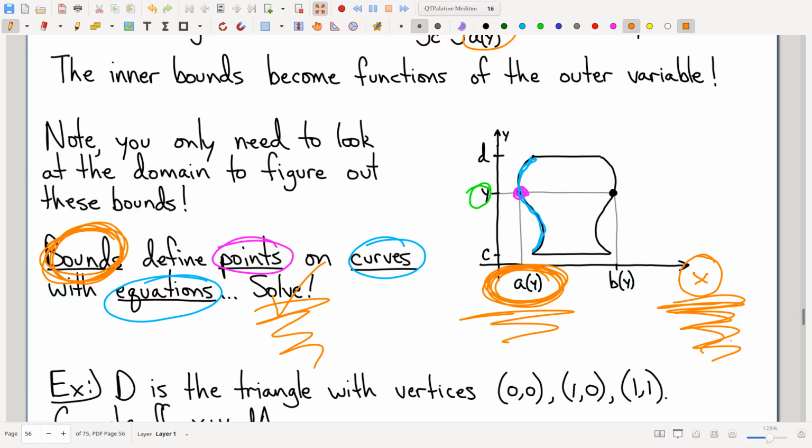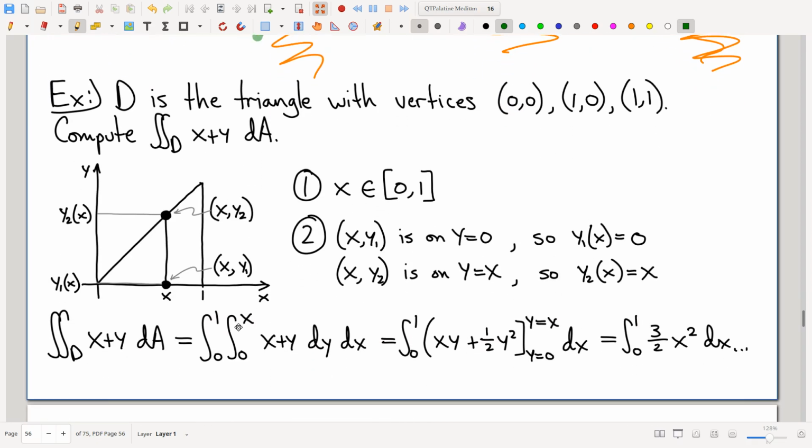So this is the nice little pithy summary. I like pithy little summaries. Whatever bound you want, identify the corresponding point, identify what curve it's on, write down the equation, and then solve that equation. That's the process. Okay, let's do one.